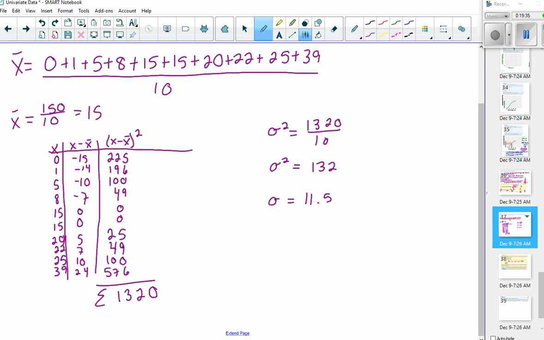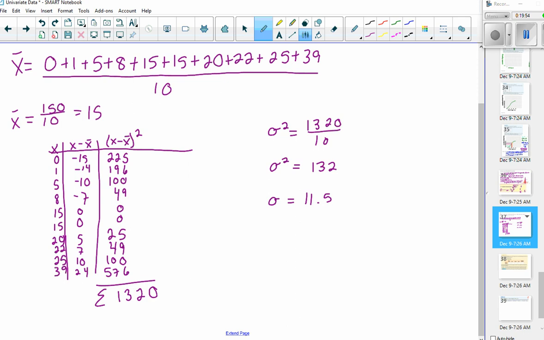So what that's talking about, that's the variability of all of my data points. I'm finding, on average, how far are my points away from the mean, where my mean is 15. That's what I just found: how far away my data points are from the mean. That's how we calculate standard deviation.